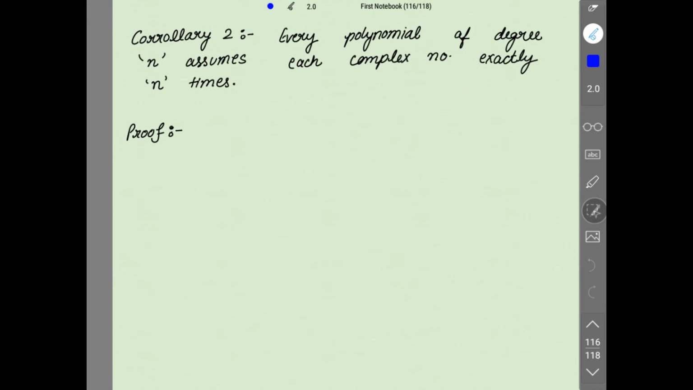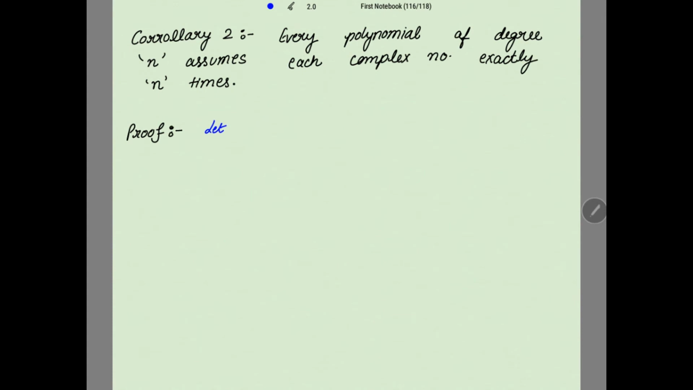The other corollary: every polynomial of degree n assumes each complex number exactly n times. So now the result, we have to prove that this polynomial which is of degree n assumes each complex number n times. This is also just the same proof. Let's write. Suppose we take our P(z) to be a polynomial of degree n.